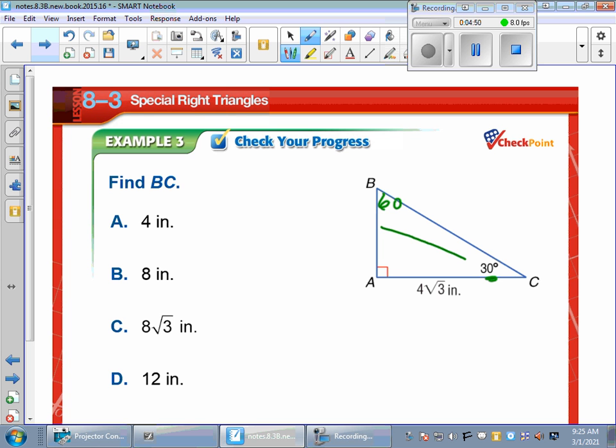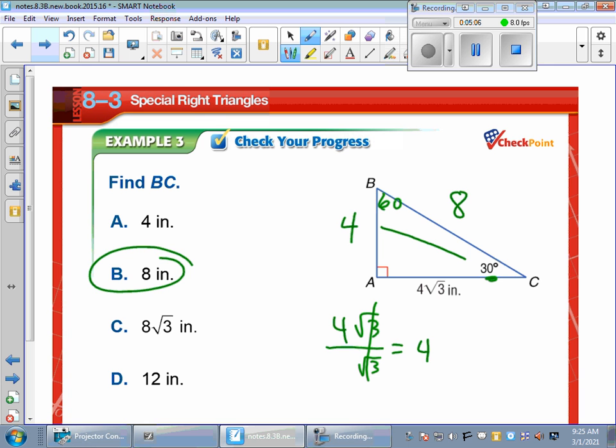To go from long leg to short leg, you divide by the square root of 3. When you divide by the square root of 3, you end up with 4. This is 4. You're going to go from the short leg to the hypotenuse, times that by 2, you get 8. BC is 8. Final answer is B.